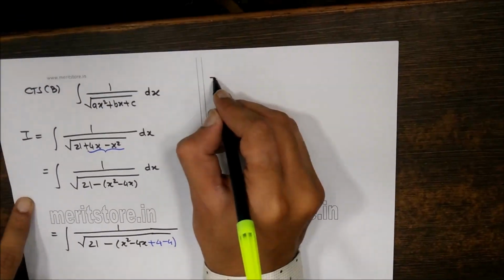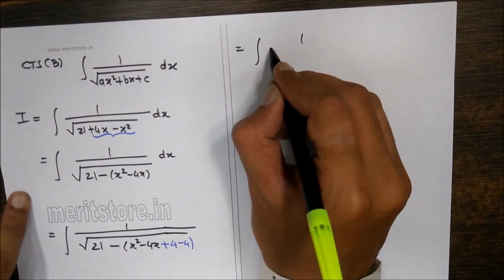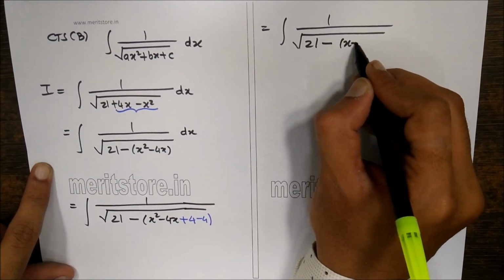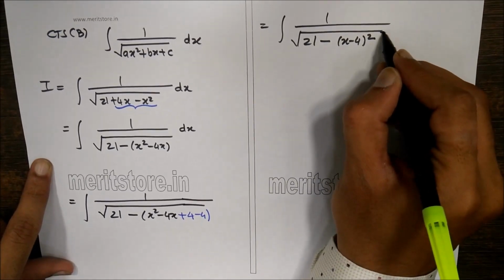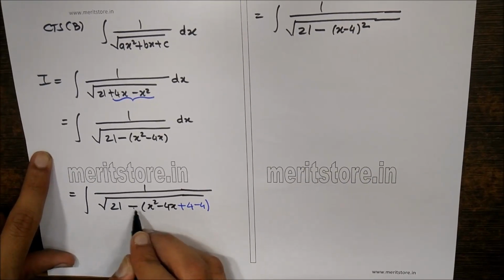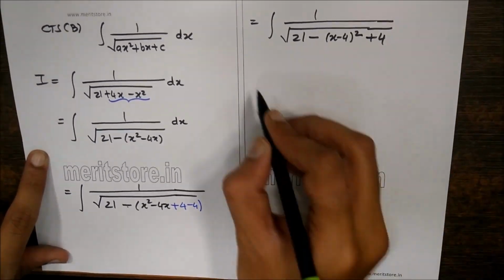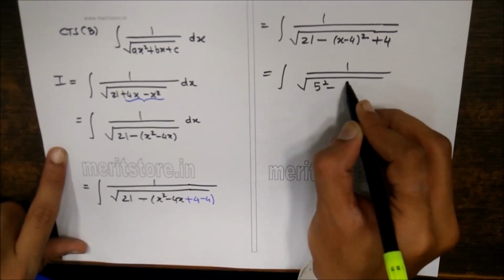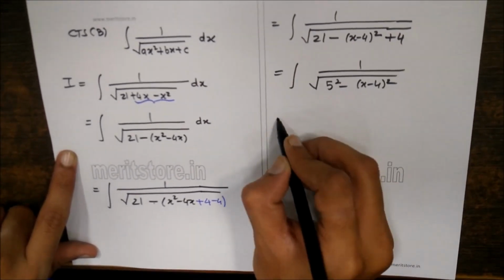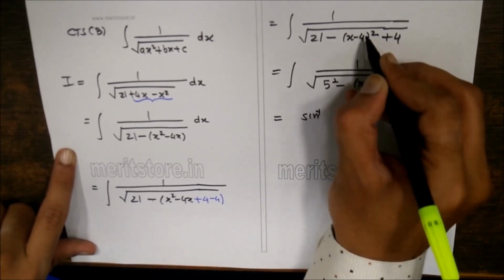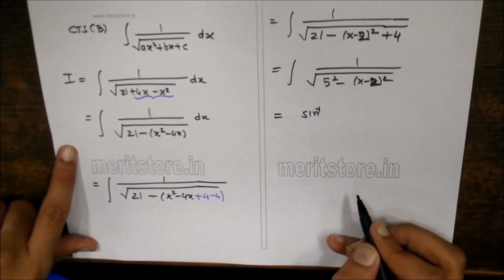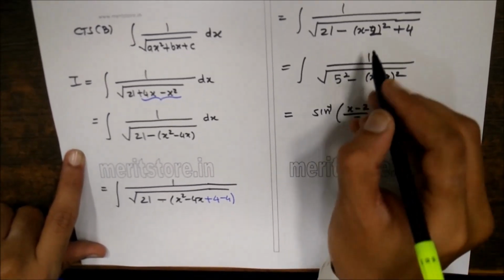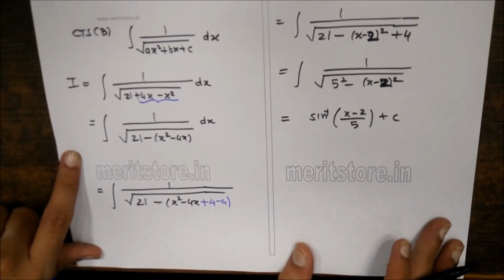Continuing, the integral will now become 1 upon root of 21 minus x minus 4 the whole square, and please note inside the bracket the minus of the minus will become plus 4 again. We have integral of root of 5 square minus x minus 4 the whole square. Applying the formula, our answer would be sine inverse of x minus 2 upon 5 plus c. Please note it was x minus 2 the whole square here.